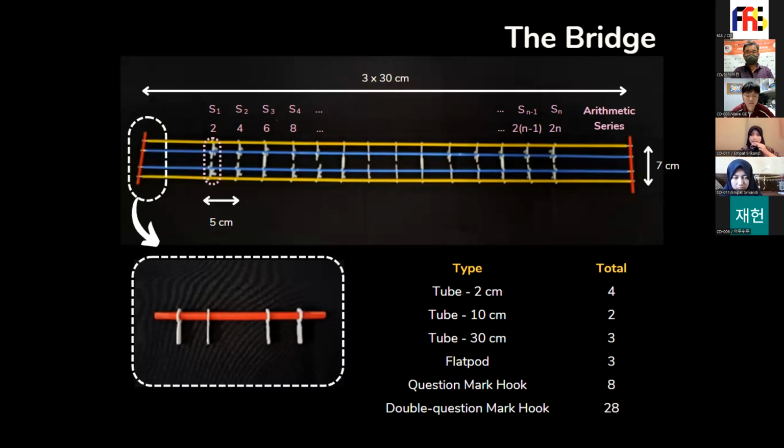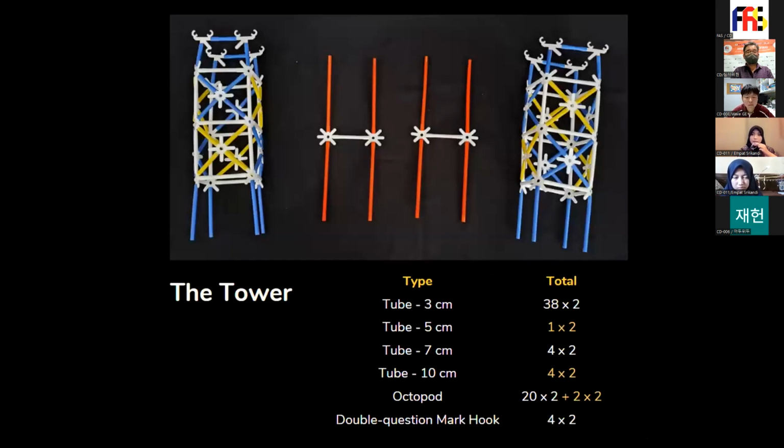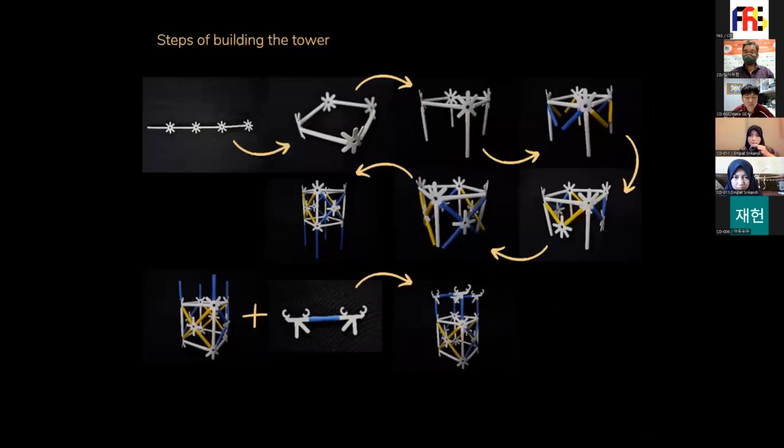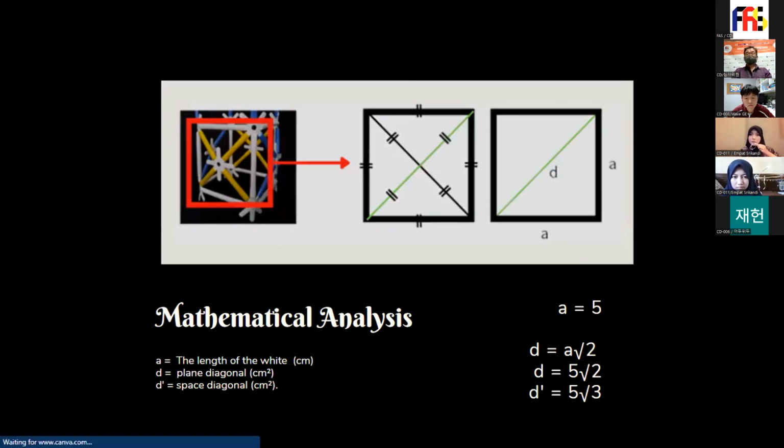And in the next slide, we can see the tower. In here, we have 2 bridges to support the right and left side. In the next slide, we can see the stage building of the balancing clown tower. The steps of making the tower include mathematical analysis in terms of the space and plane diagonal. The diagonal plane in one part of the tower is 5 square root 2, while the space diagonal is 5 square root 3.